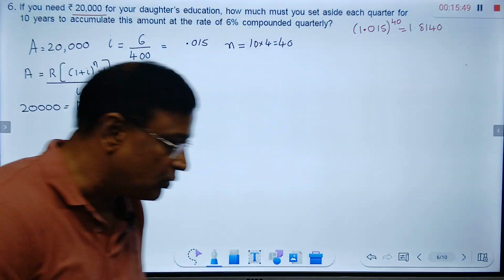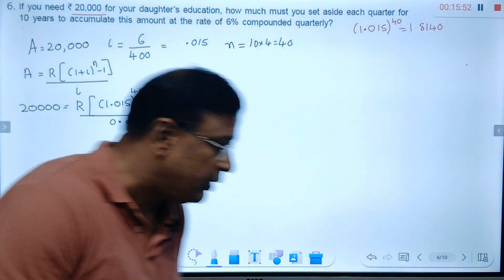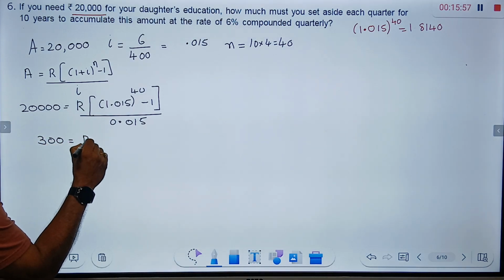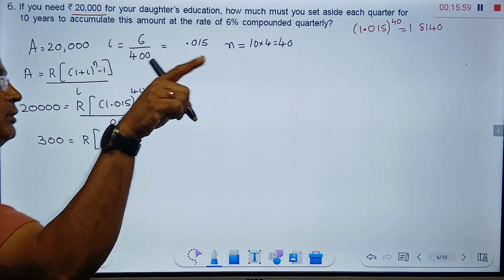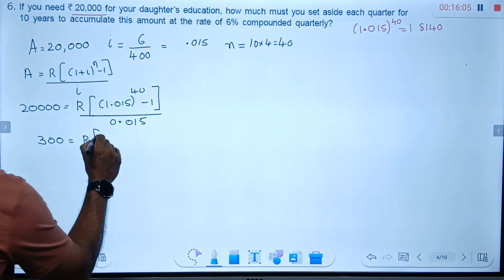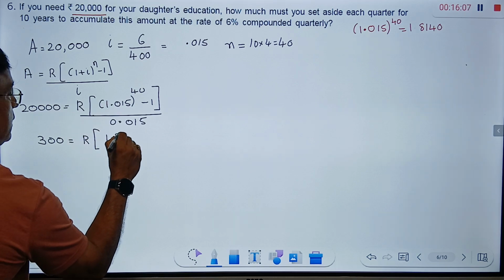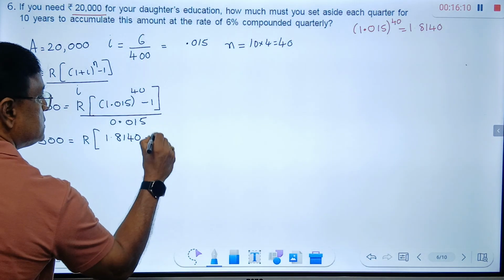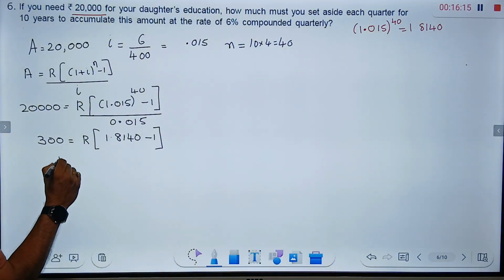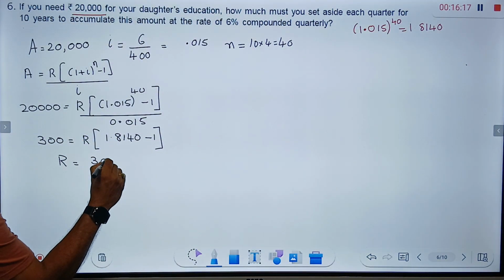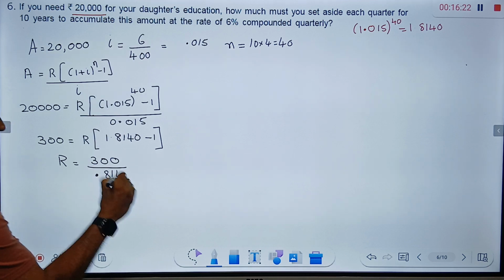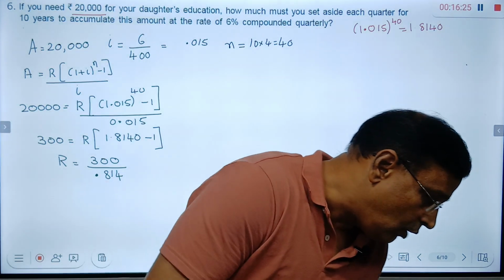Now you cross multiply. When you cross multiply 20,000 with 0.015, you get 300 equal to R into, already this value will be given to you in the exam, 1.015 to the power 40 is 1.814, minus 1. This will be given to you. Okay, so what is R equal to? 300 divided by 0.814. Correct? Now how do I do this calculation?